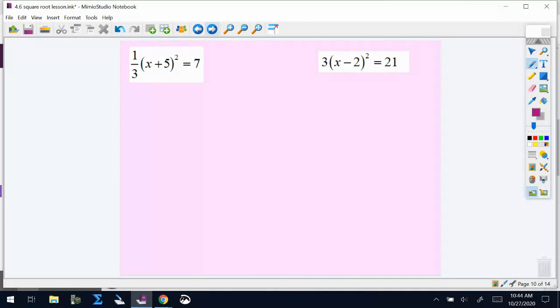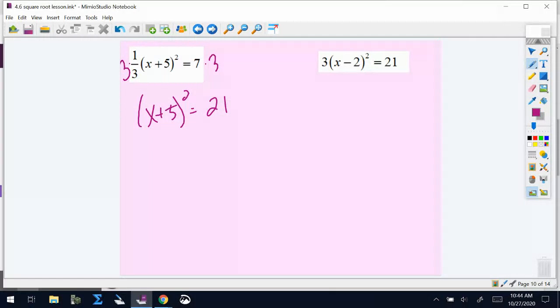If there's parentheses, so if you have a binomial being squared, your first step is to isolate that parentheses, isolate that binomial. What you are not allowed to do, which is incredibly tempting, is you cannot distribute whatever is in front of the parentheses into it, because currently that parentheses is being squared. So distributing is not legal. So first step to get rid of the 1/3, I'm going to multiply both sides by the reciprocal. I'm going to multiply both sides by 3. So I get x plus 5 squared equals 21.